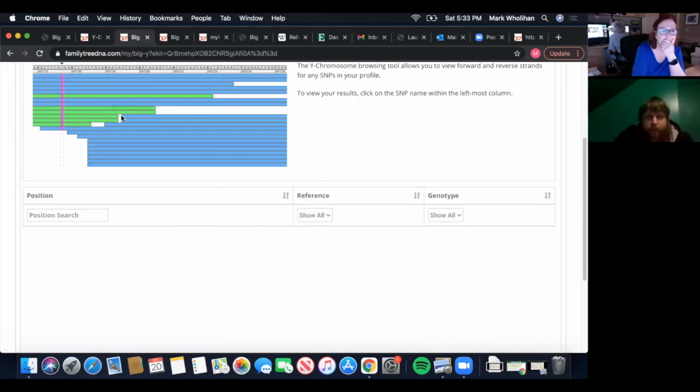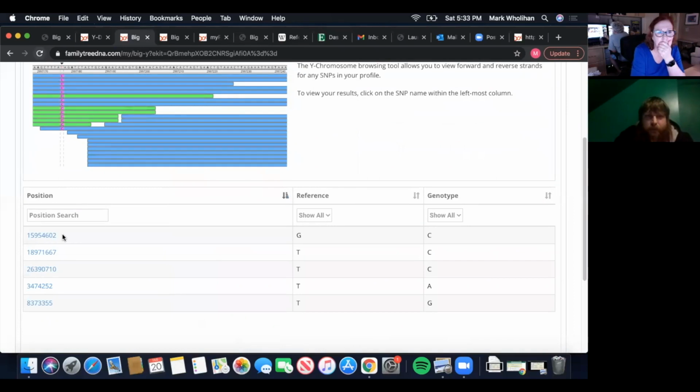Your dad has five private variants. You might have had six yesterday when I looked. As I said, it keeps changing. So you have six private variants here. That means only your dad has these six SNPs. Of all the people that FTDNA has tested, he's the only one where this shows up. And that's pretty cool. They have not named these yet.